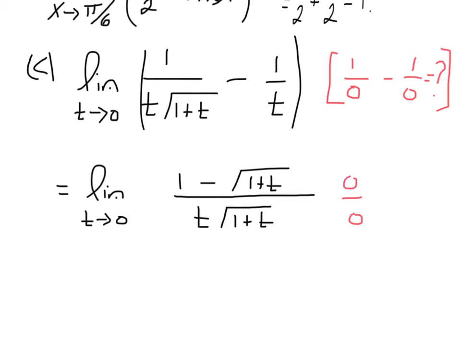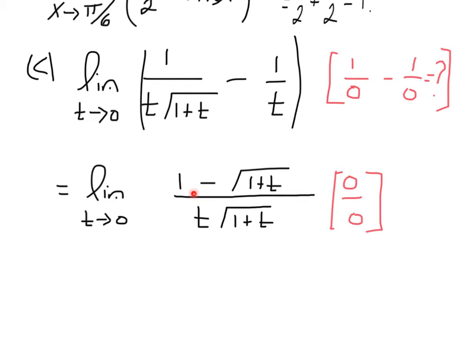Alright, so this is now of type 0 over 0, and this is the sort that we've been dealing with for a while now. And looking at this, what's the problem? Well, the problem is that we have this 0 in the denominator, and that's being caused by this t here. So somehow, if we're going to be able to solve this, we're going to have to be able to cancel this t in the denominator with something in the numerator.